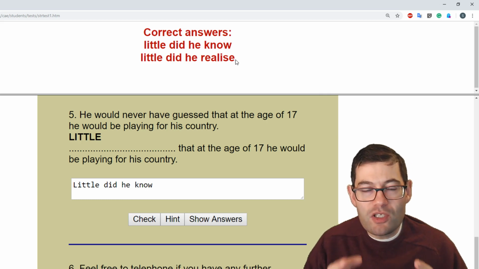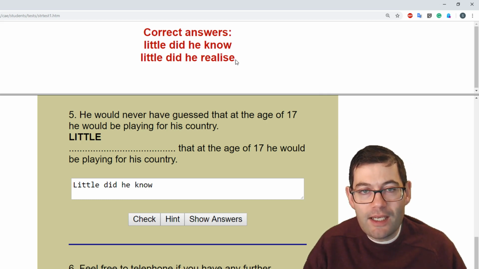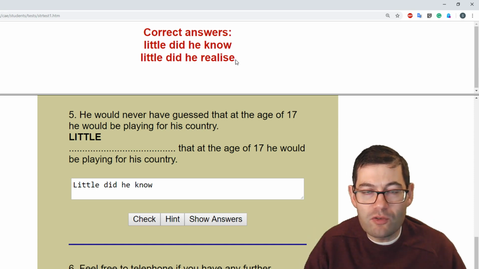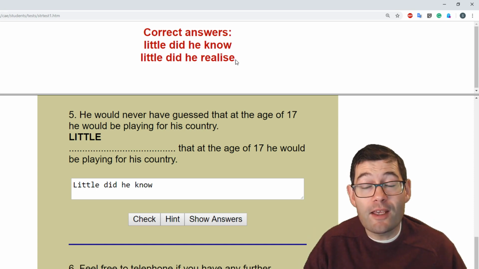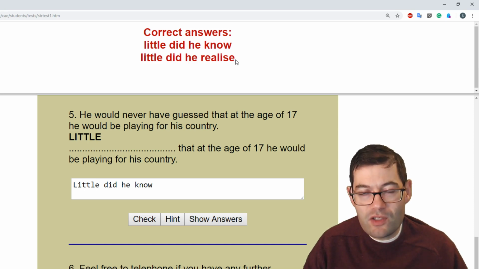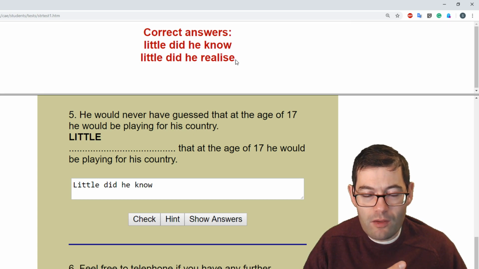Now, inversion is an advanced language technique. If you're not familiar with inversions, there's plenty of material out on Google for you to have a look at, and I advise and encourage that you do, because inversions are something that you'll see in the open cloze. In other words, question 2 of the Use of English.